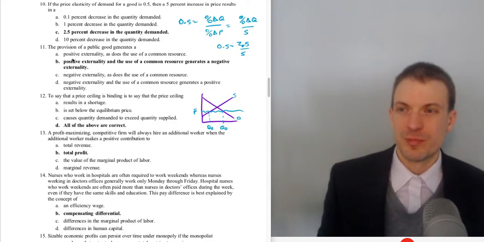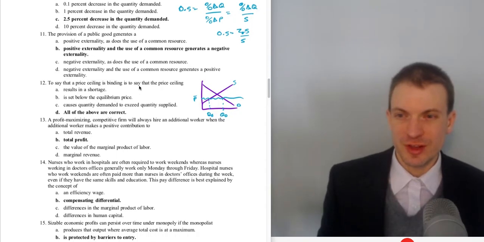So the provision of a public good, this is something that's non-rival and non-excludable. A common resource is rival but non-excludable. So there's a positive externality when one person pays for the public good. It's available for others. It's non-excludable, so they're able to benefit from it. And the common resource, one person's use of it is rival, so it decreases how much is available for others, so it generates a negative externality.